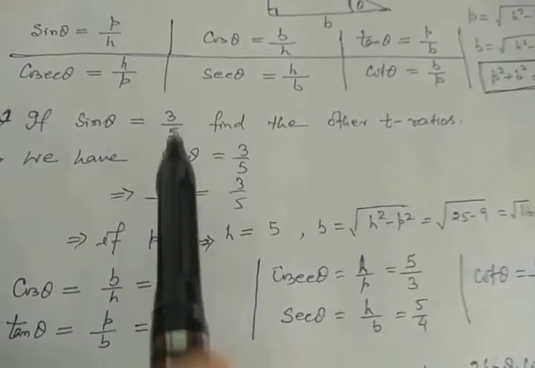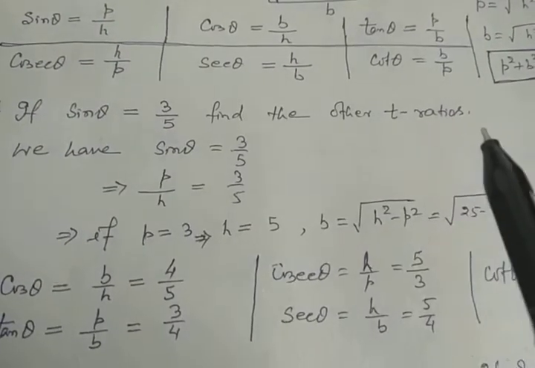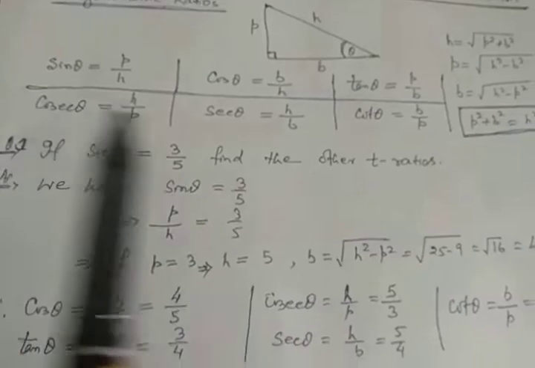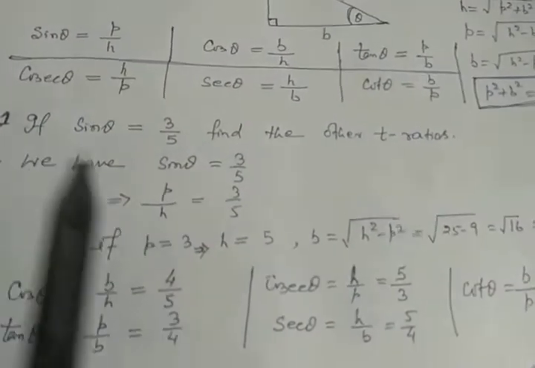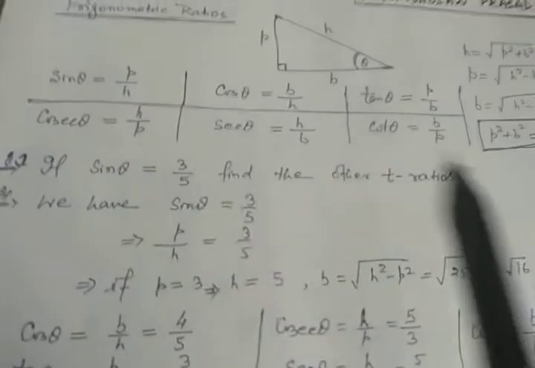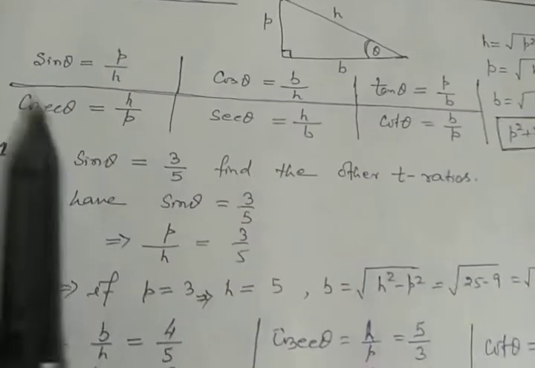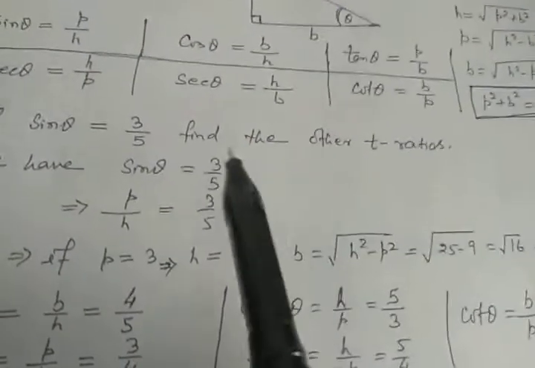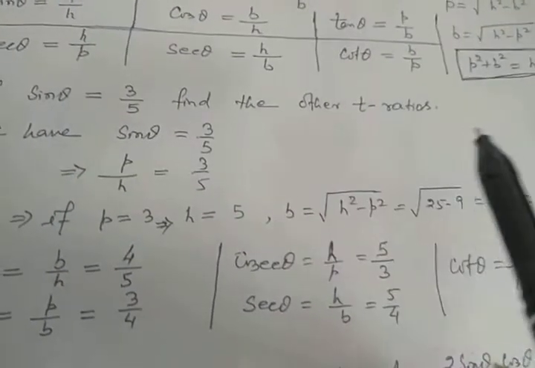If sin theta is 3 by 5, find the other trigonometric ratios. So we have the 6 trigonometric ratios. Out of this, one value, I mean sin theta, is given. So we have to find out the others: cos theta, tan theta, cosec theta, sec theta and cot theta. So it is mentioned, find the other trigonometric ratios.